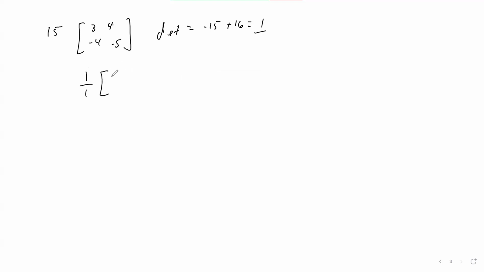Change the places of 3 and -5. So -5 goes here, 3 goes here. Change the sign of B and C, so it becomes 4 and -4. And when you multiply that, you end up just getting the same result, which is really nice. So that would be the inverse.